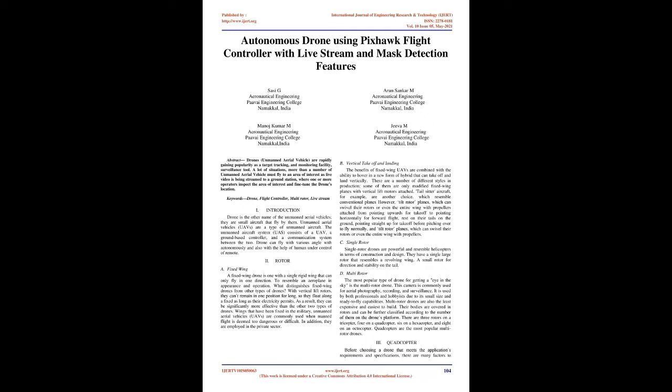Rotor. Fixed wing. A fixed-wing drone is one with a single rigid wing that can only fly in one direction, to resemble an aeroplane in appearance and operation. What distinguishes fixed-wing drones from other types of drones? Without vertical lift rotors, they can't remain in one position for long, so they float along a fixed path as long as their electricity permits. As a result, they can be significantly more efficient than the other two types of drones.